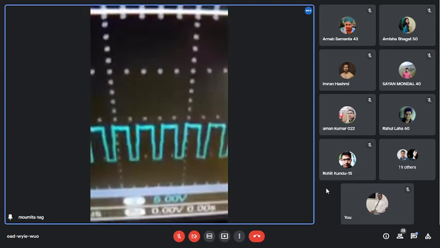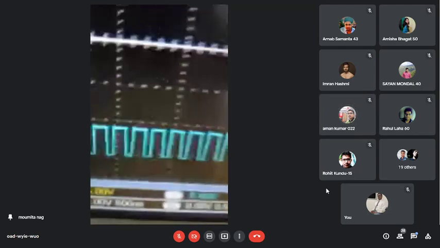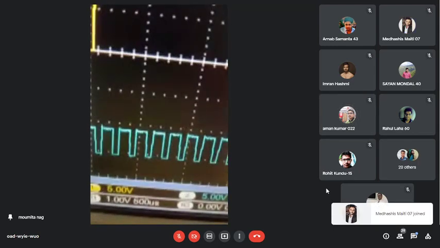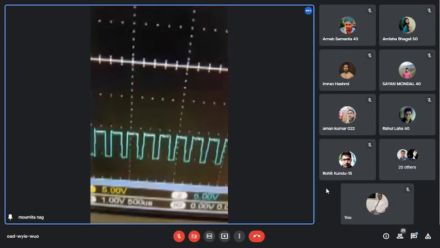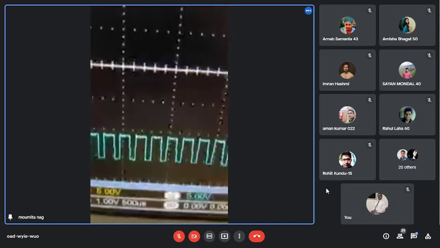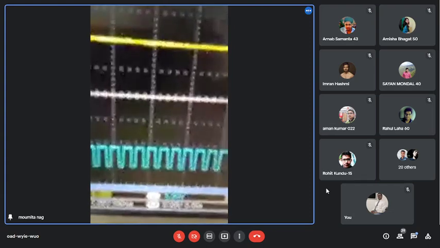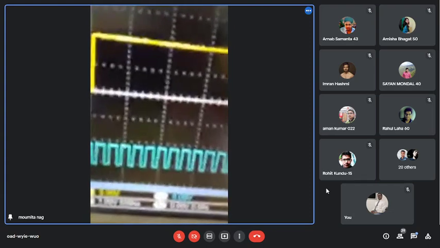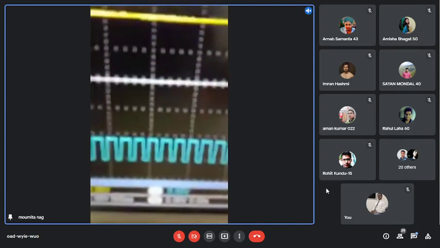See now. Ma'am, 100 microsecond. It is not actually 100. Time per division is 500 microseconds, so one small division is 100 microsecond. The on period is 100 microsecond, but the off period is 50 microsecond.